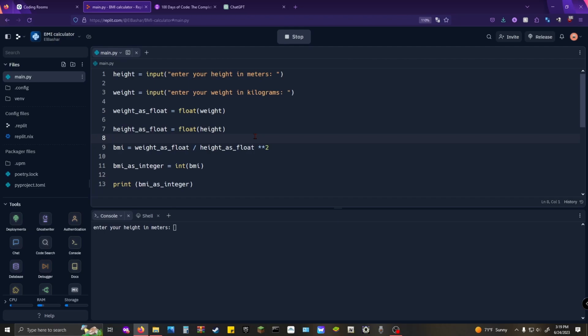It's just pattern recognition. So once you have that down, let's put in, enter your height in meters. Okay, don't mind if I do. So that would be 1.8. Enter your weight in kilograms. Okay, cool. 90.7. And then it would spit out 27.